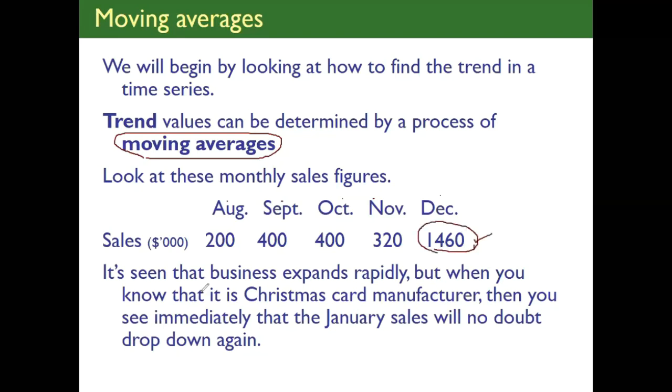It seems that the business expands rapidly, but when you know that it is a Christmas card manufacturer, then you see immediately that the January sales will no doubt drop down again. So here the sales increased suddenly because it was a Christmas card manufacturing company. And of course, in December you have a lot of sales because of the Christmas cards. And when you go to January, the sales figure will suddenly go down. So that is a seasonal impact on your sales. Okay, so we just got some background information.